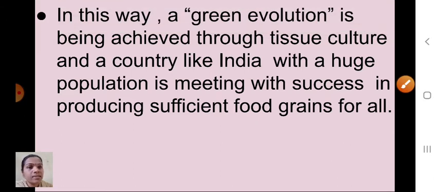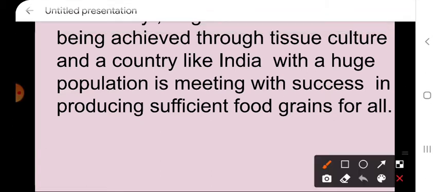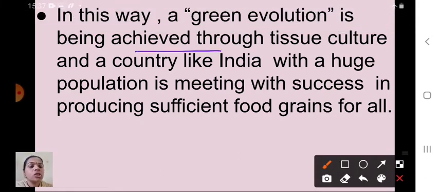Next one is, why is this biotechnology necessary? See here, in this way a green revolution is being achieved through tissue culture. In a country like India, the population is more, so we want more food, isn't it? A country like India with a huge population is meeting with success in producing sufficient food grains for all. Okay, children.